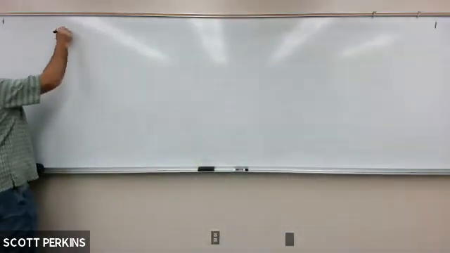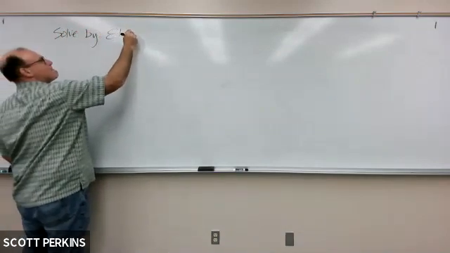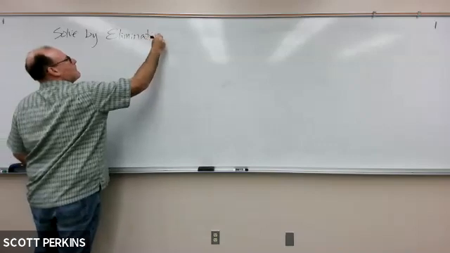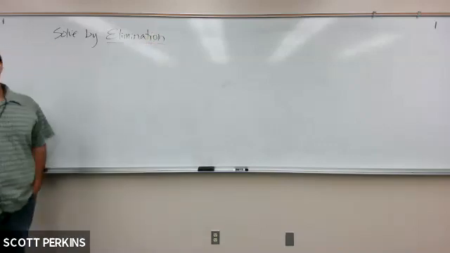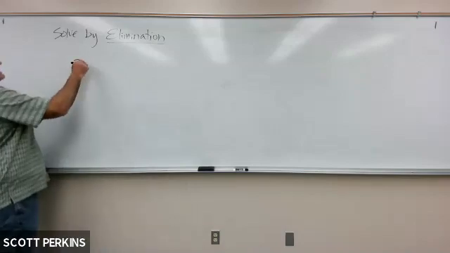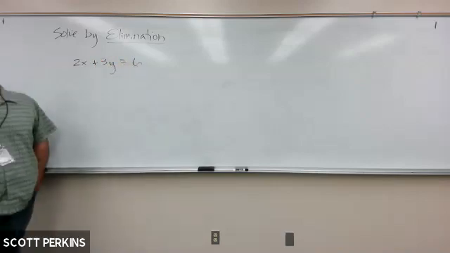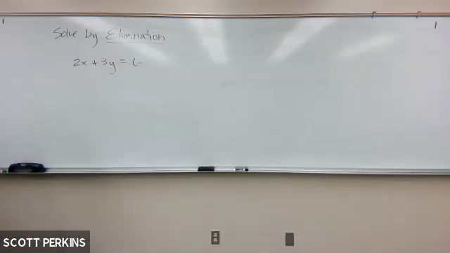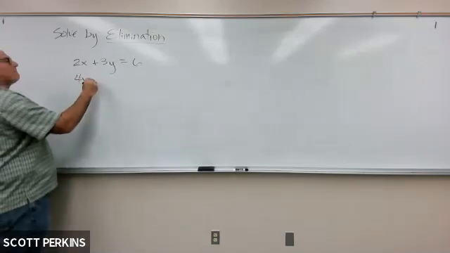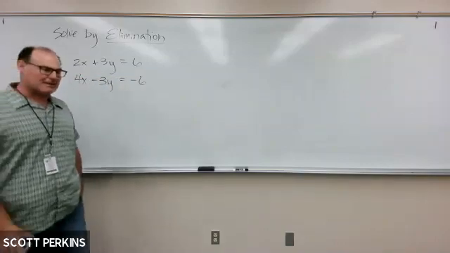we are going to solve this system by what's called elimination. Sounds much tougher. Elimination. So here's my example. It's going to be 2x plus 3y is equal to 6. And then 4x minus 3y is equal to negative 6. Give you a moment to write that down.